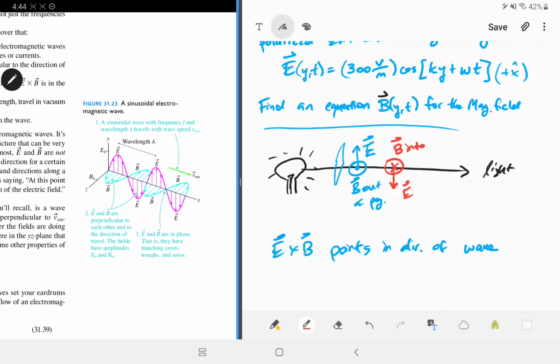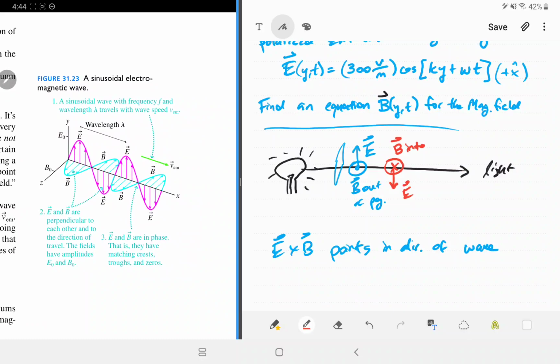And your book has a much better visualization of this than I can do. Your book is describing an E&M wave that's traveling in the plus x direction. Anytime E is in the plus y, B is in the plus z. So y cross z is equal to x. And if E is in the minus y, then B is in the minus z. And again, E cross B is still in the x direction.